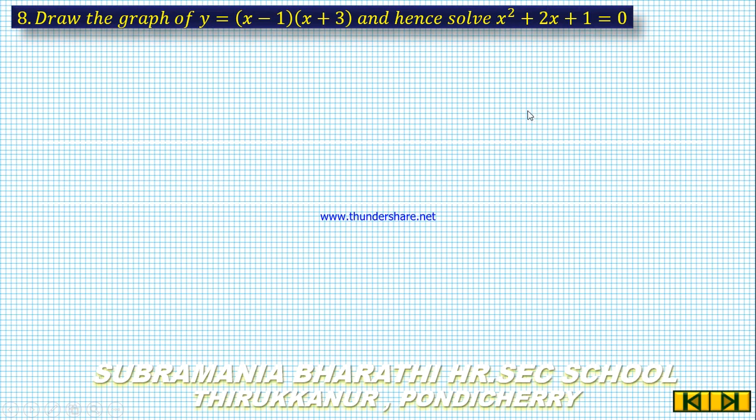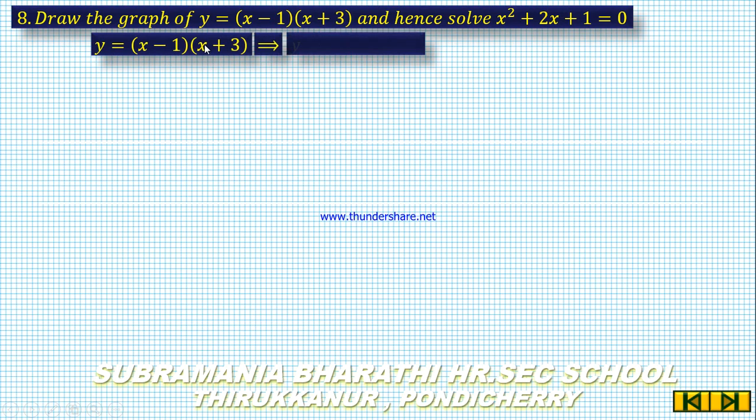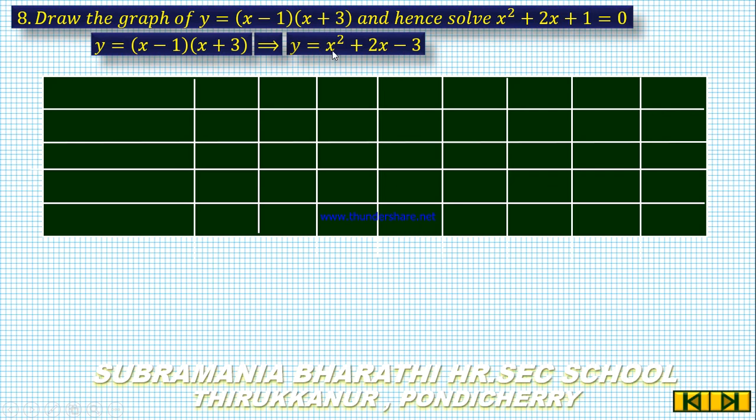Now we are going to draw the graph of y is equal to x minus 1 into x plus 3. First of all, we want to simplify this like a quadratic equation. We multiply x into x, x square plus 3x minus x minus 3. If we simplify this, y is equal to x square plus 2x minus 3. Now we want to draw the graph of y is equal to x square plus 2x minus 3.